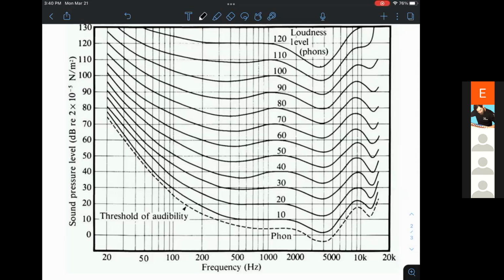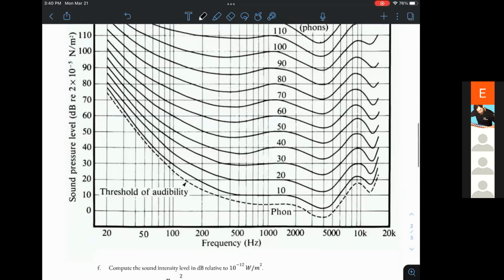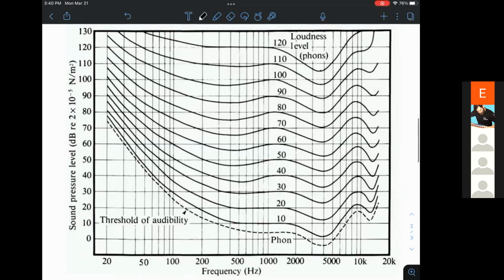Though hopefully you'll do it with more than one person. I hope this is not just one person's opinion. It wouldn't be very useful. But the way you're going to use it is, let's say we're talking about 60 dB SPL at 100 hertz. Let's find that. So that looks like it's right here. So to a human, that's going to sound like 50 fons, right? Because it's on that 50 fons line. Does that feel okay? Yeah, okay. Perfect.